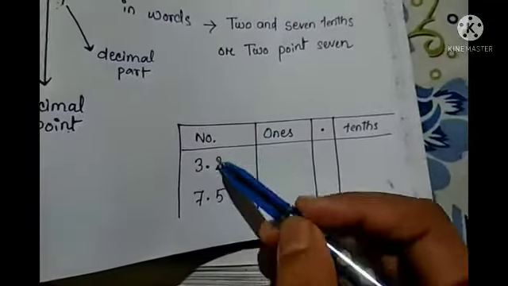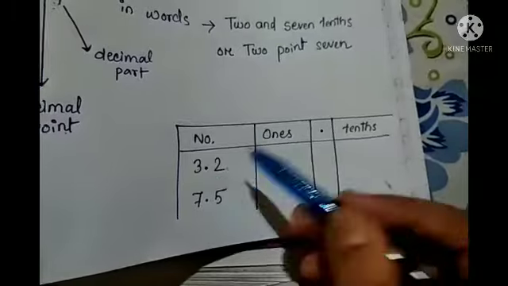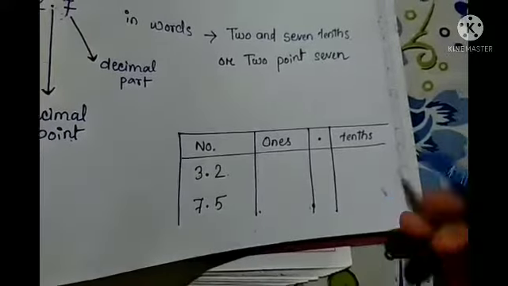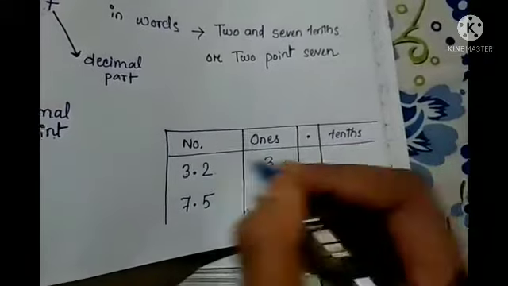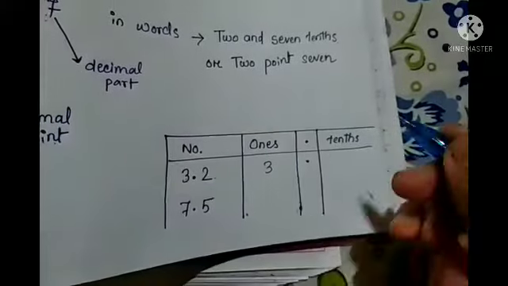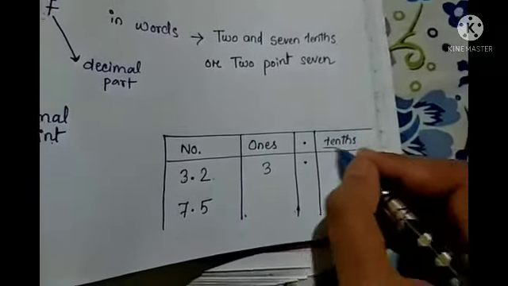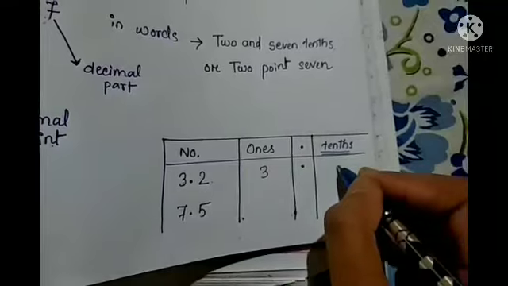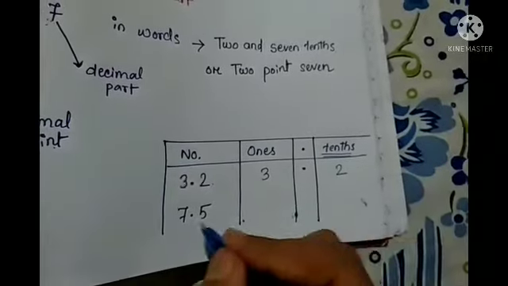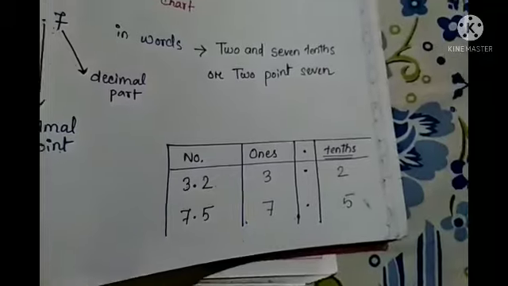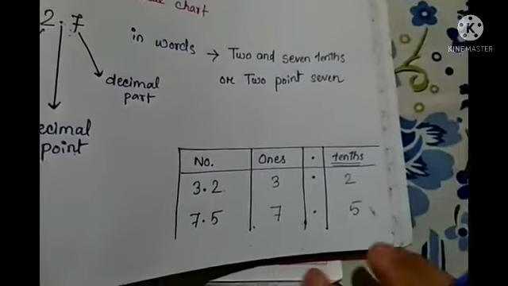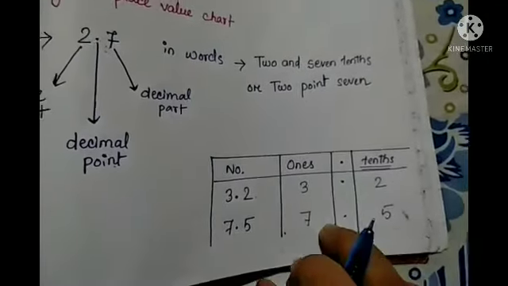Suppose some numbers are given like 3.2. So in place value chart, how can we put? Here this 3 will be in ones place, then point is given, so point, and after that, that place value is called what? Tenths. So 2 will be here. Similarly 7.5, so it will be 7.5. Right, students? So in this way you can put them in place value chart also.